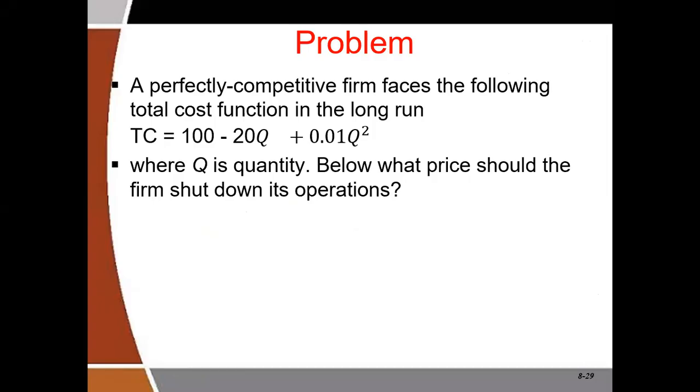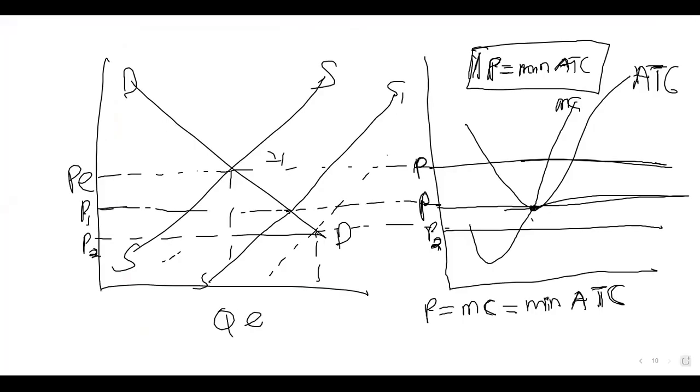A perfectly competitive firm faces the following total cost function in the long run. The total cost function is 100 minus 20Q plus 0.01Q squared, where Q is quantity. Below what price should the firm shut down?